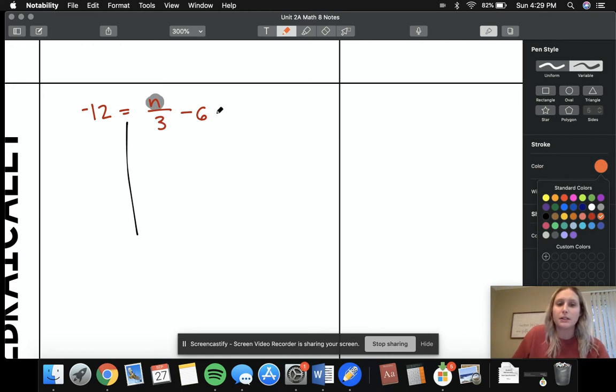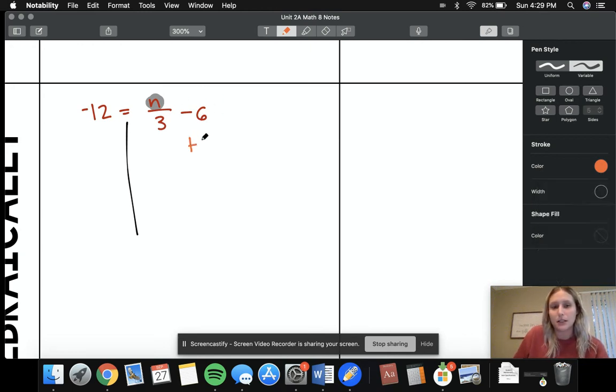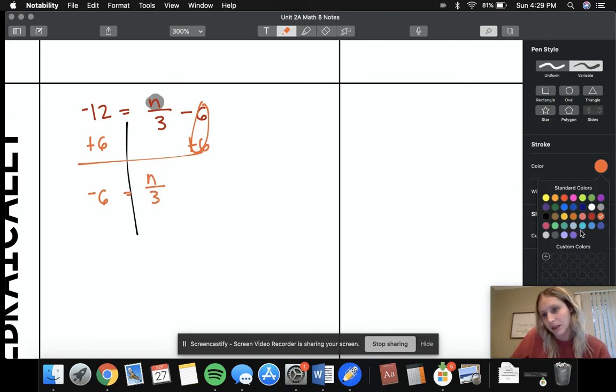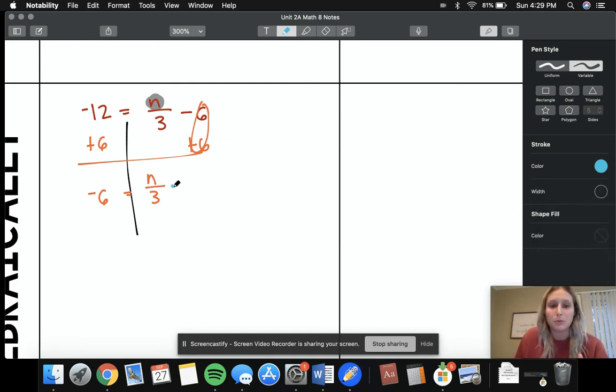So first I'm going to get rid of this subtraction, or this negative 6, with a positive 6, which would make a 0. Okay. Negative 12 and 6 would make negative 6. Okay, and then we have something divided by 3, and that has to equal negative 6. The opposite of dividing or cutting things up would be multiplying, making it bigger. So we're going to multiply by what we see, which would be a 3. Okay, and then I'm going to do it to the other side.